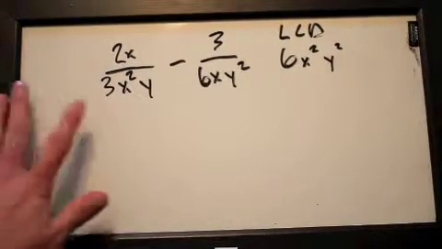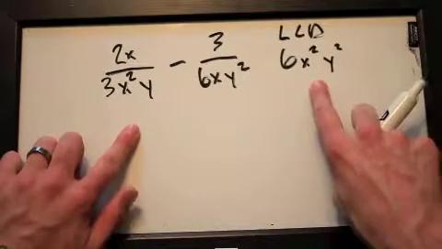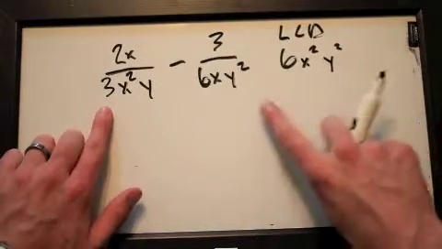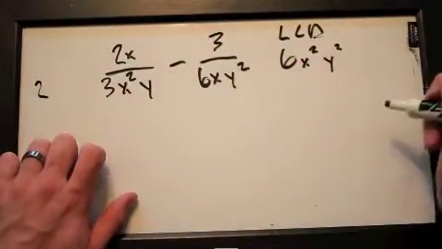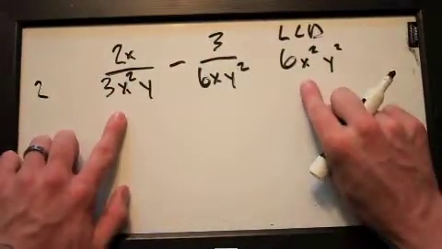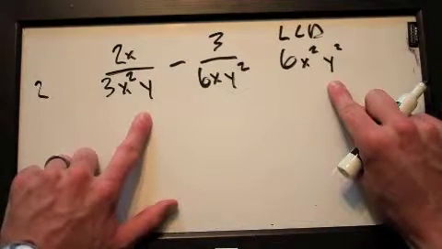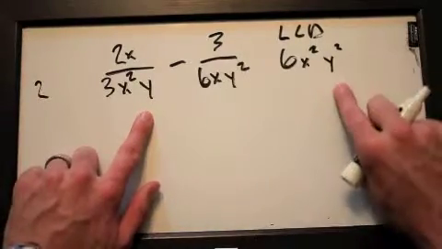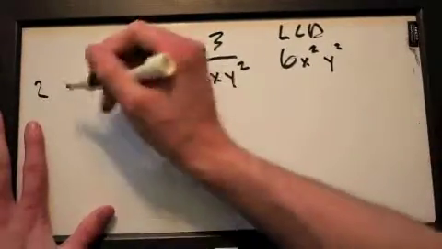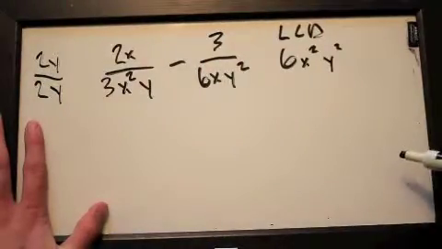So, what do I need to multiply 3x squared y by to get to this? Well, 3 to 6, I need to multiply it by 2. And then x squared to x squared, well that doesn't need to change. Y to y squared, however, I need to change that. I need to multiply y by y to get to y squared. So I'm going to multiply this by 2y over 2y.